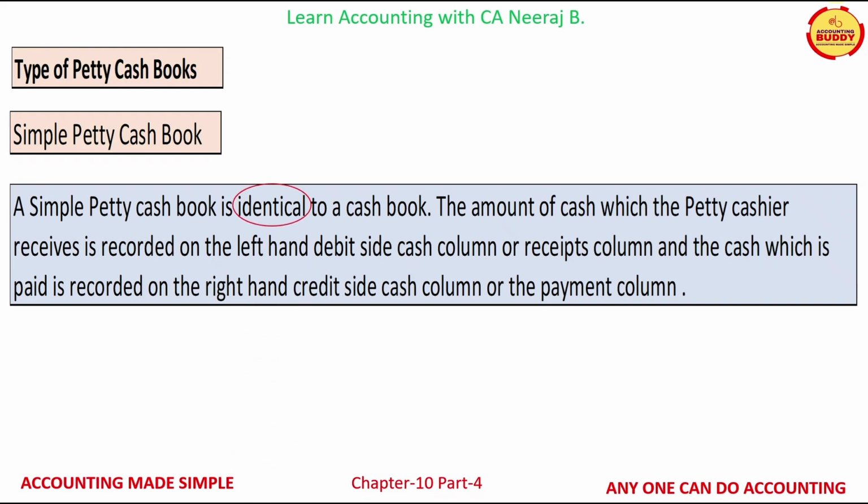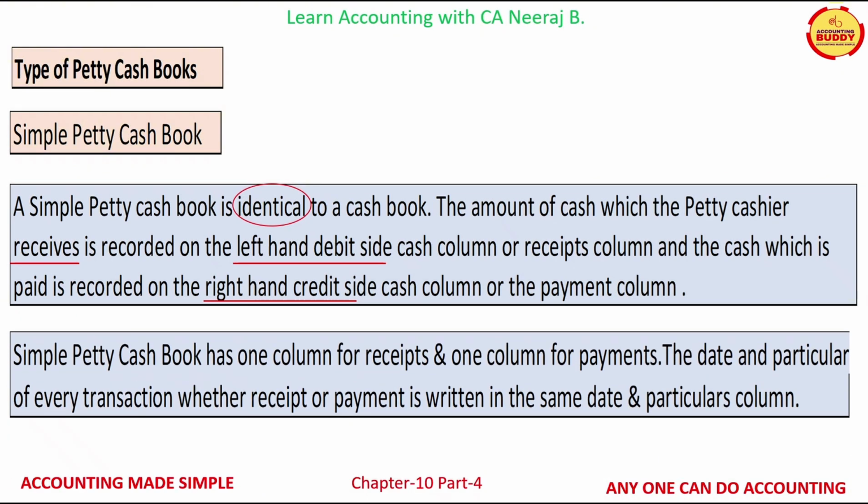The amount of cash which the petty cashier receives is recorded on the left hand debit side cash column or the receipt column, and the cash which is paid is recorded on the right hand credit side cash column or the payment column. A simple petty cash book has one column for receipts and one column for payments. The date and the particulars of every transaction, whether receipt or payment, is written in the same date and particulars column.